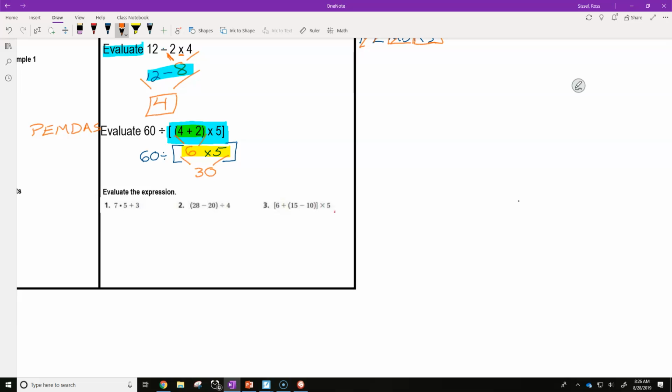Because I've simplified my brackets down to one number, do I need the brackets anymore? Nope. So I rewrite my equation. 60 divided by 30. We're only left with that. 60 divided by 30 is 2. And that would be my answer.